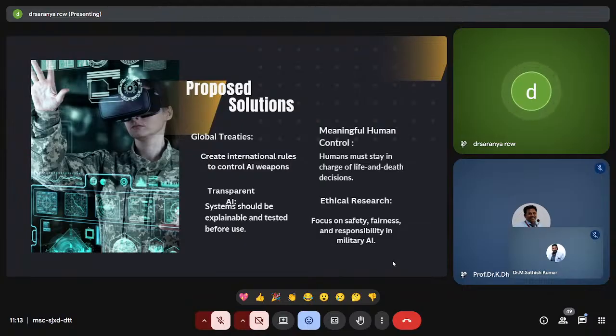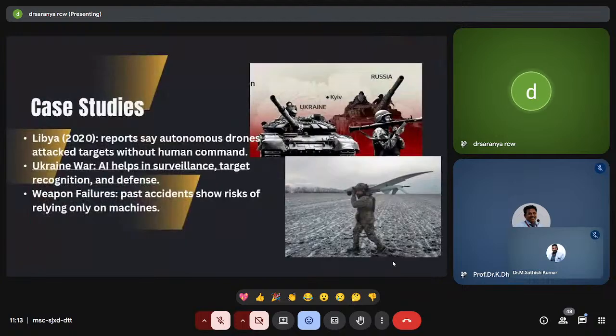So the solution, first one, is to create international rules to control these AI weapons. Second one is we need transparent AI, so that its actions are understandable. Most importantly, we must ensure meaningful human control. Humans should always make the final life or death decision. And finally, we should support more ethical research to make sure AI is safe and fair for military use.